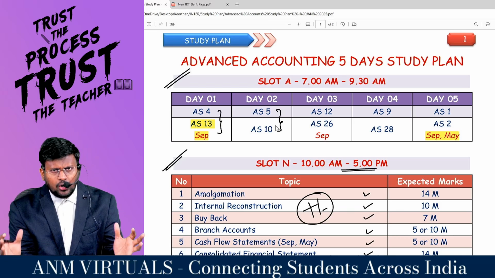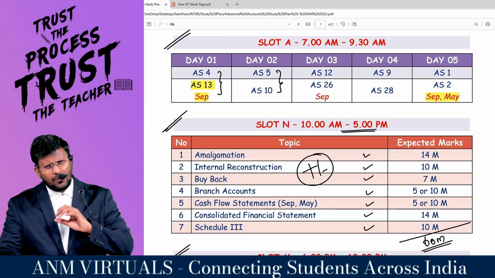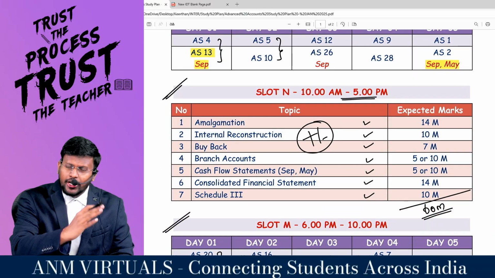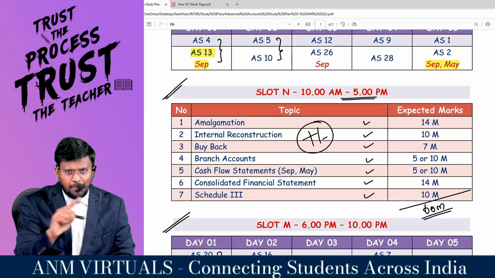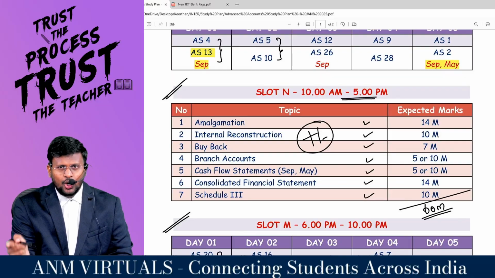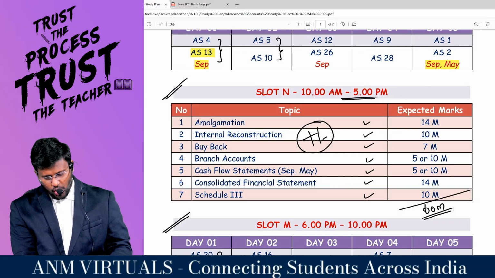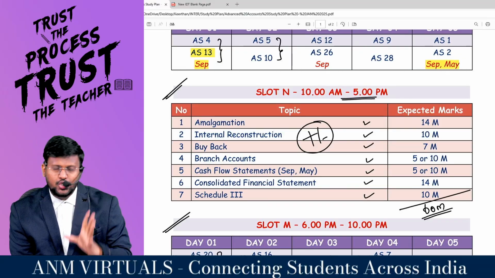Morning 7 o'clock till 9:30. Morning 9:30, take half an hour break. Breakfast break. Take bath. Sir, then morning 10 to 1, 1 slot of 7 chapter. 1 to 2 lunch break. 2 to 5, again 7 questions of another slot. Super, 14 questions you have completed.